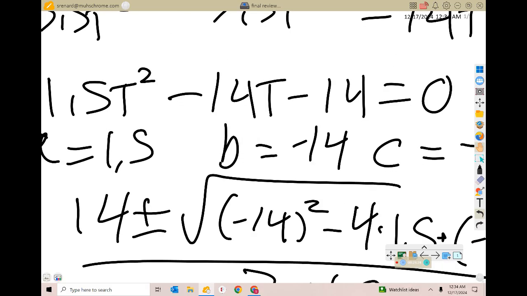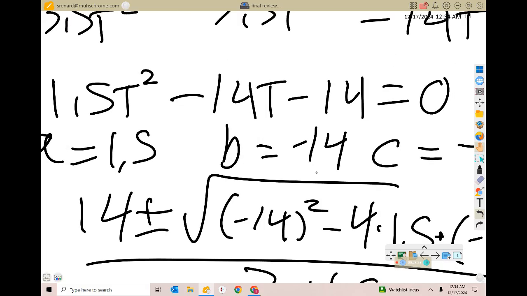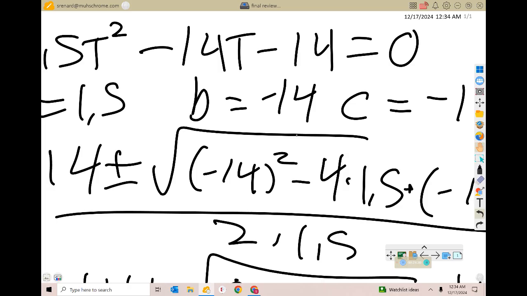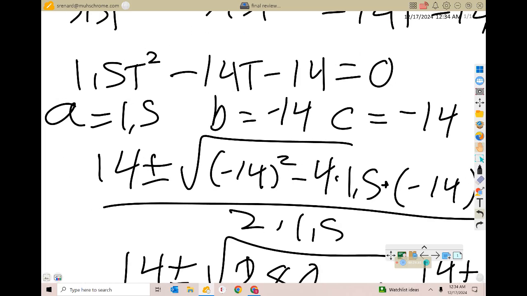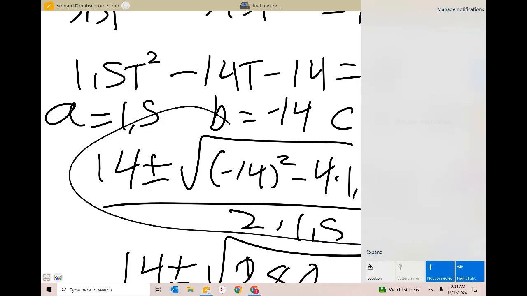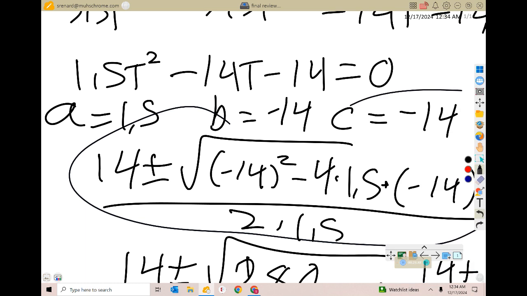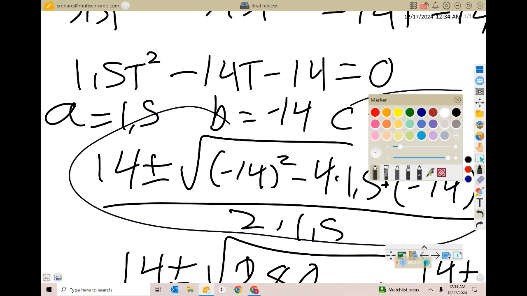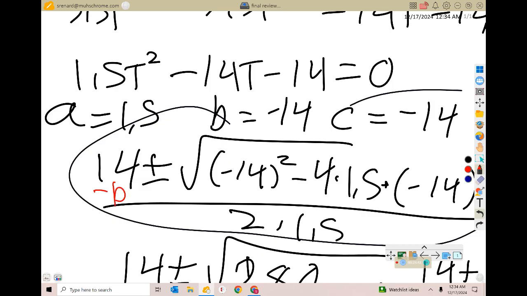And from there, we just drop it into the quadratic formula. Remember the quadratic formula? Negative b plus or minus the square root of b squared minus 4ac over 2a. And that's this right here. We have negative b right here, b squared right here, 4 times a times c, over 2 times a. Okay, so that's the quadratic formula. We just plugged everything in.